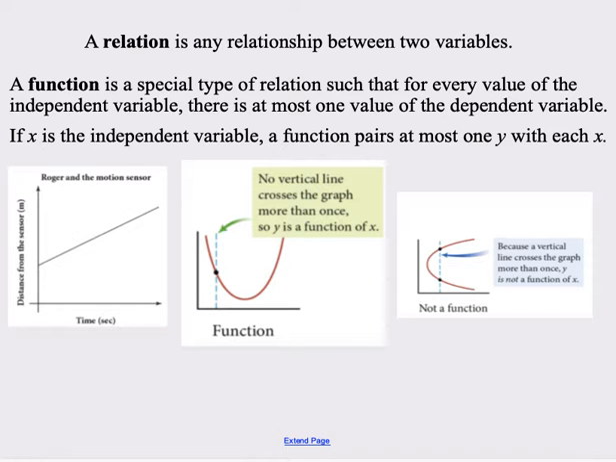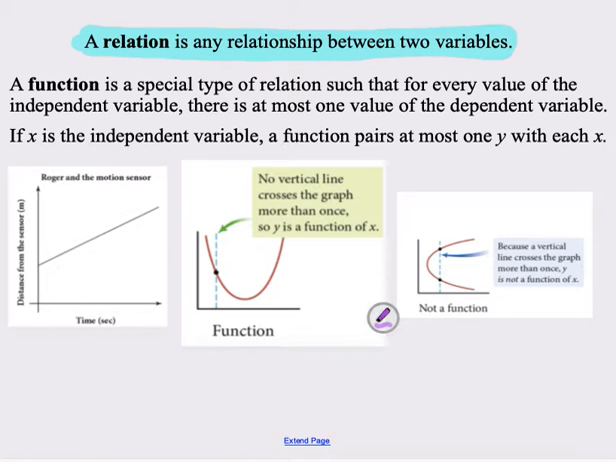All right, moving on to some vocabulary. I think you've heard all of this before, but the idea of a relation in mathematics is basically just any relationship between two variables. It could be anything. The sun rises at 7 a.m. every day, then 7:01, then 7:02. The relationship between the time and when the sun rises would be considered a relation.